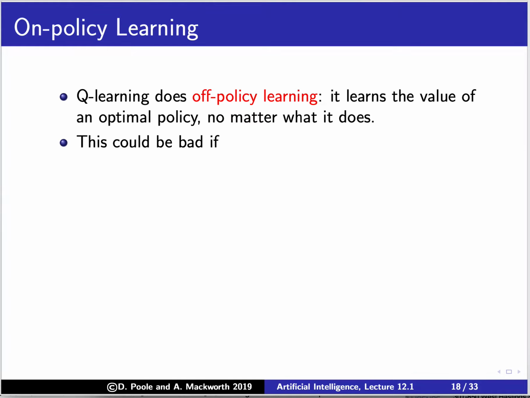Let's continue on talking about reinforcement learning. We'll talk about a few different algorithms now. The first thing to notice is that Q learning does off-policy learning. It learns the value of an optimal policy no matter what it does. And I want you to think about when that can be bad.